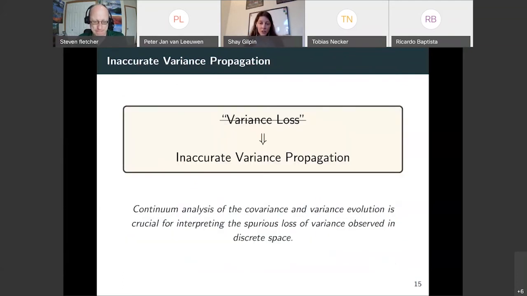But what I would like to do is shift our mindset away from this idea of variance loss. Yes, I understand it's very problematic in data assimilation, but what I've just shown is that we see both variance loss and variance gain. And together we can really describe that by inaccurate variance propagation. And it's inaccurate because we've studied this behavior in the continuum. We know how it should be behaving, and it's not behaving as well as we might think.